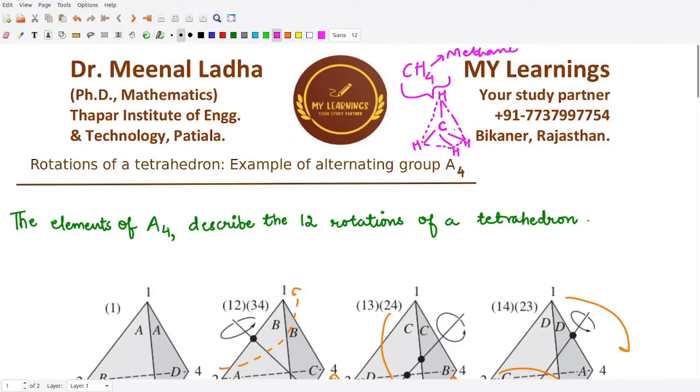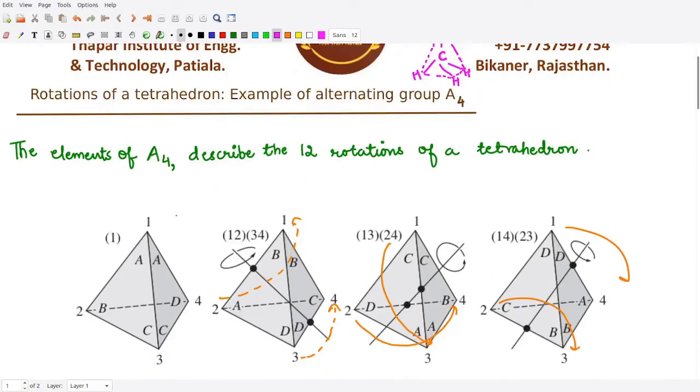So a tetrahedron has 4 vertices, right? Let's call the 4 vertices, for the sake of convenience and identification, this one as 1, this one as 2, this one as 3, and this one as 4. So you see, this is a 3D structure where this is one face, this is another face, this is the third face, which is at the bottom, and this is the fourth face, which is present behind us.